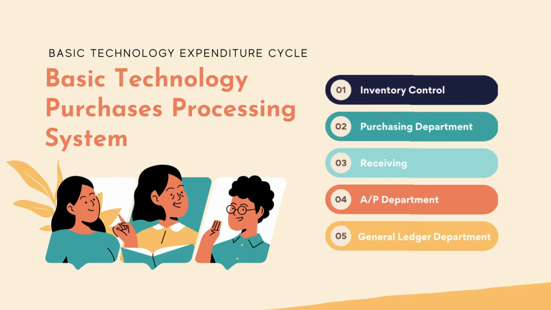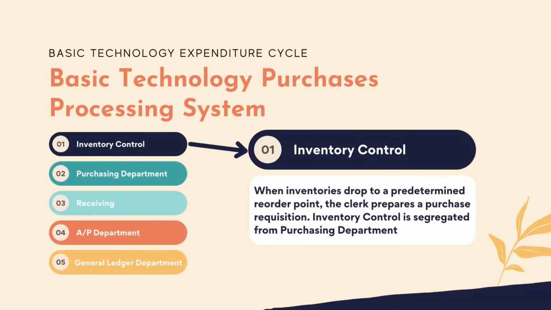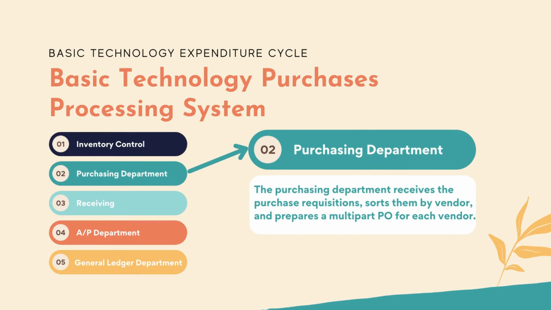Basic Technology Expenditure Cycle. The following is the flow for the Basic Technology Purchases Processing System or manual system. First is the inventory control. When inventories drop to a predetermined reorder point, the clerk prepares a purchase requisition. The inventory control is segregated from the purchasing department, and purchase requisition copies will be sent to the purchasing department and open purchasing requisition file.